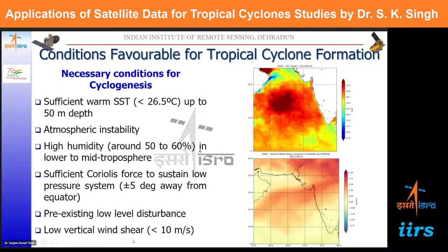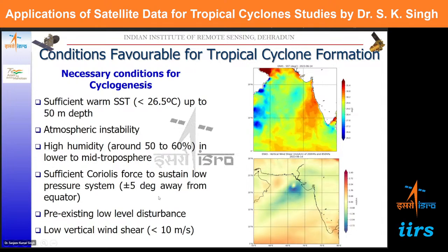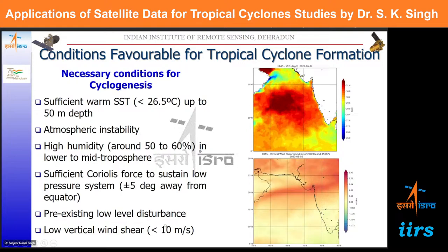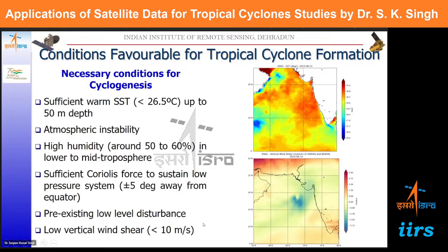Next is low-level vertical wind shear. Wind shear is mainly the change in wind speed with respect to height. It should be small, at most 10 meters per second. Only then can the tropical cyclone sustain itself.